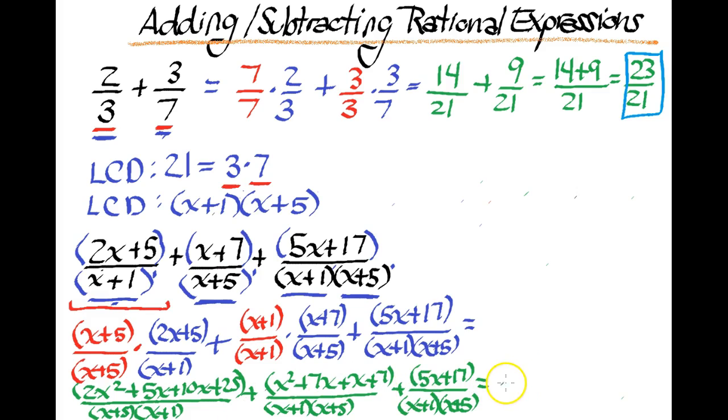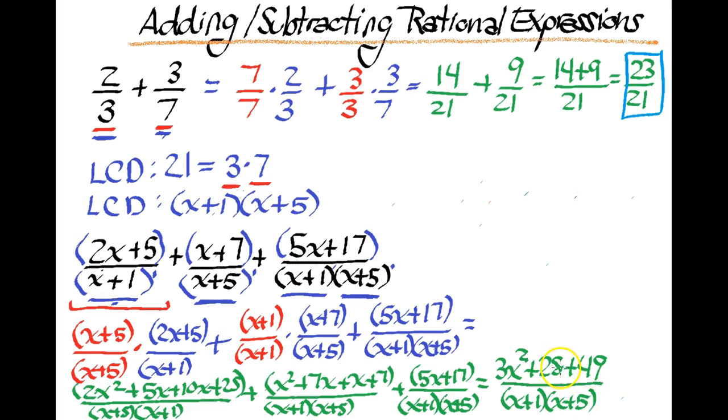So what I could do now is just combine like terms. How many x squareds do I have? 2x squared plus x squared, so I have 3x squared. How many x's do I have? 5x plus 10x is 15x, plus 7x is 22, plus 1 is 23, plus 5 is 28x. And then I have a 25 and a 7 is a 32, and a 17 is a 49. And it's all over x plus 1, x plus 5.